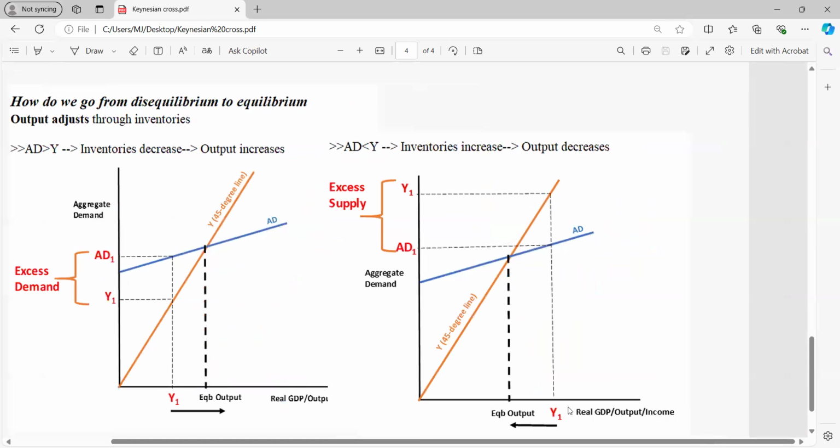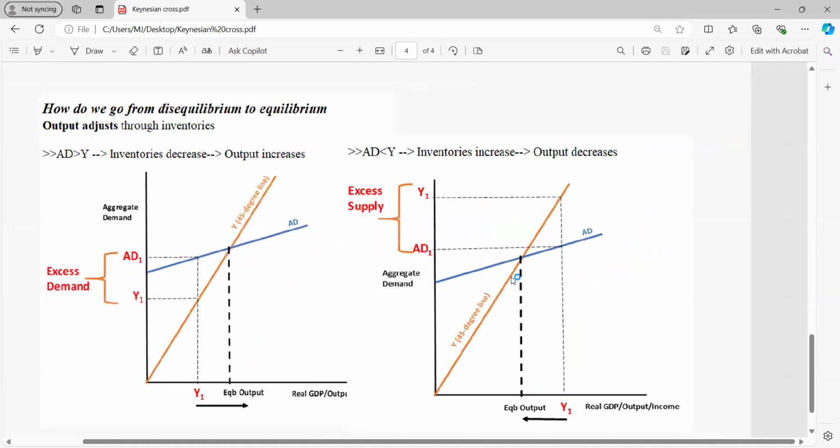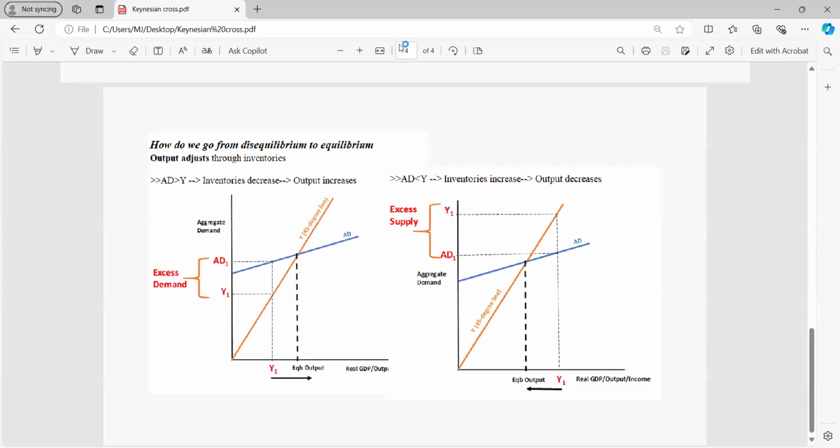But what if your output was above the equilibrium level of output, say at Y1? Again, using the 45-degree line, I can see this is how much Y1 is on the horizontal axis, and on the vertical axis, this is how much Y1 would be. We can see that Y1 is greater than AD1 in this case. As a result, you have an excess supply, so inventory starts building up, and you reduce output until we come back to the equilibrium level of output. So any adjustment that happens is going to be through output, because prices are fixed in this particular model.